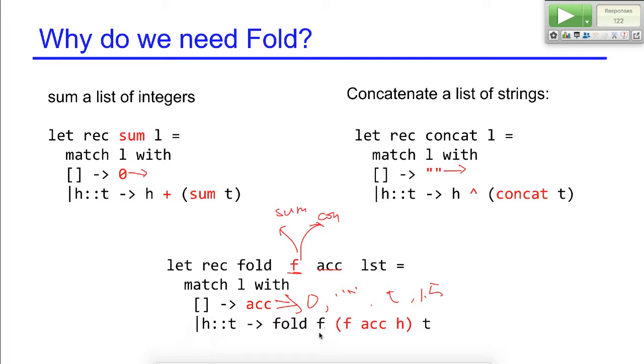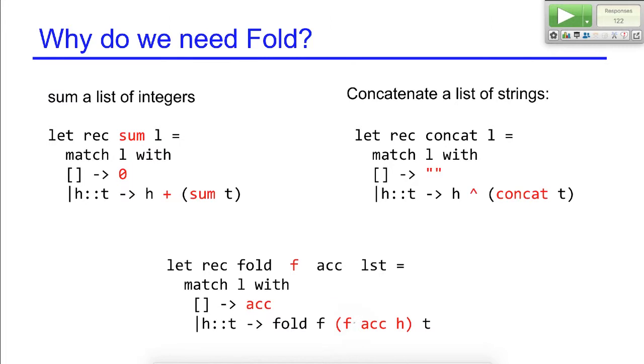Otherwise, if it's not empty, look at this part. We apply this f to the accumulator and the head, and make this a new accumulator. Then I'm going to do the same thing to the tail. This is one important part: you apply this function to the accumulator and the head, and use it as the new accumulator.